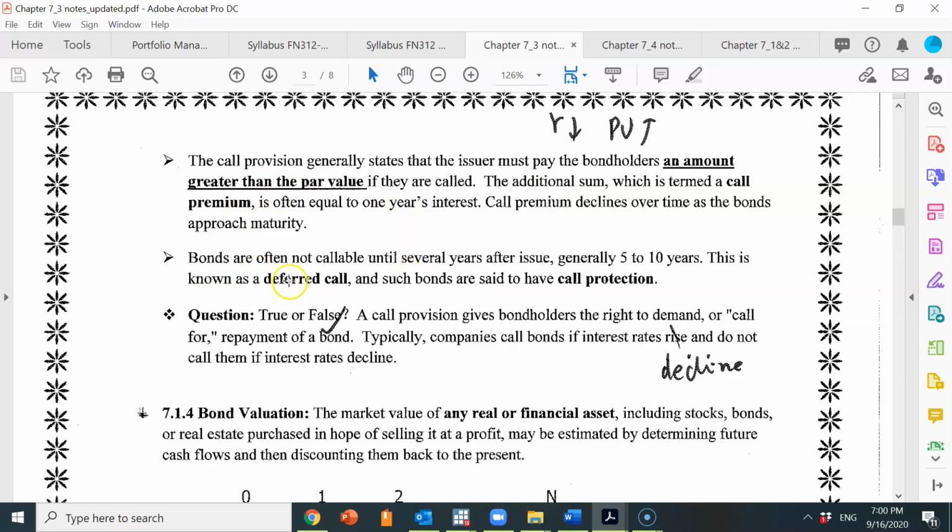Bonds are often not callable until several years after issue, generally 5 to 10 years. This is known as a deferred call, and such bonds are said to have call protection.